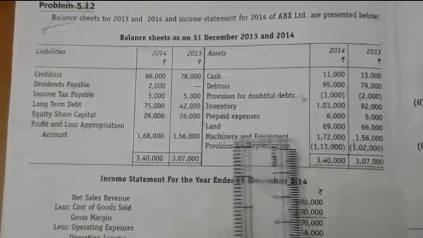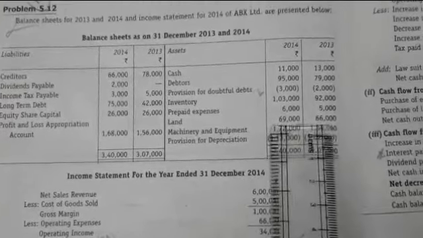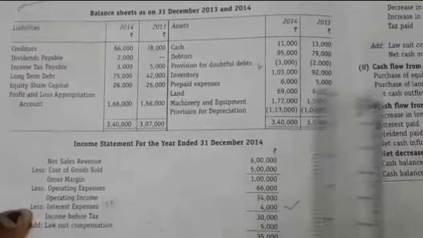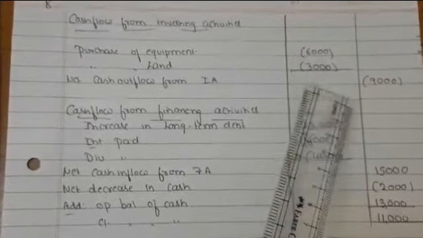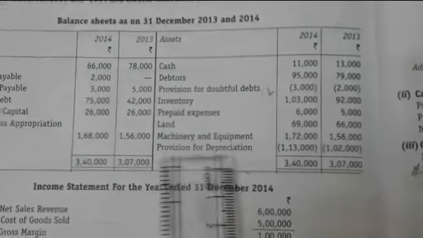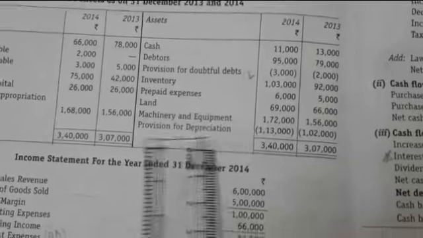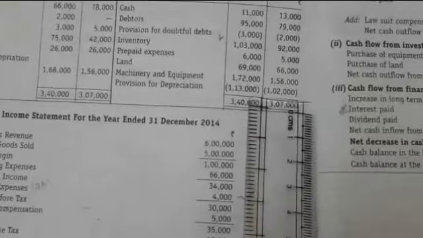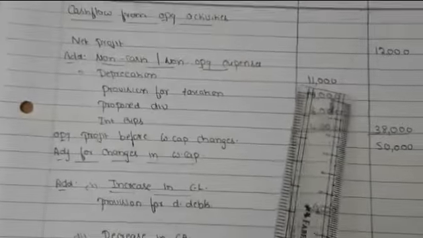Land account, previous year it is 66,000, current year 69,000. So there is increase in land by rupees 3,000, which will be shown under investing activity, purchase of land rupees 3,000. Machinery and equipment account, we have already prepared the ledger account, and then provision for depreciation account. You can transfer this amount directly. Opening balance 1,02,000, closing balance 1,13,000. The difference amount is shown as depreciation here 11,000.